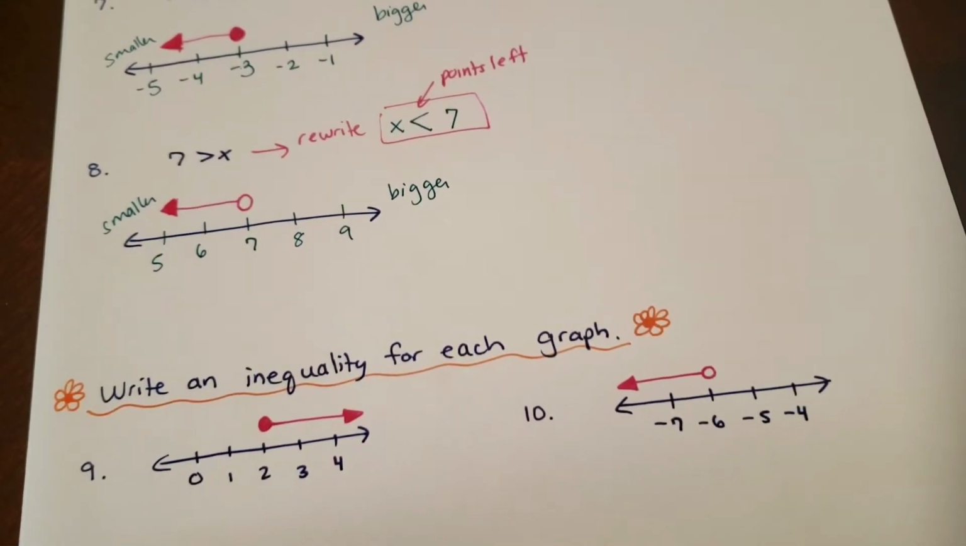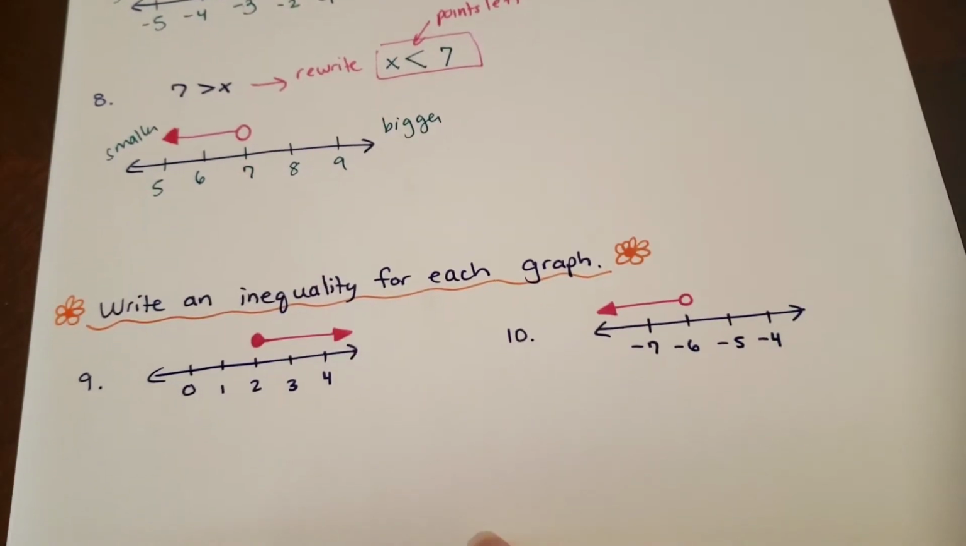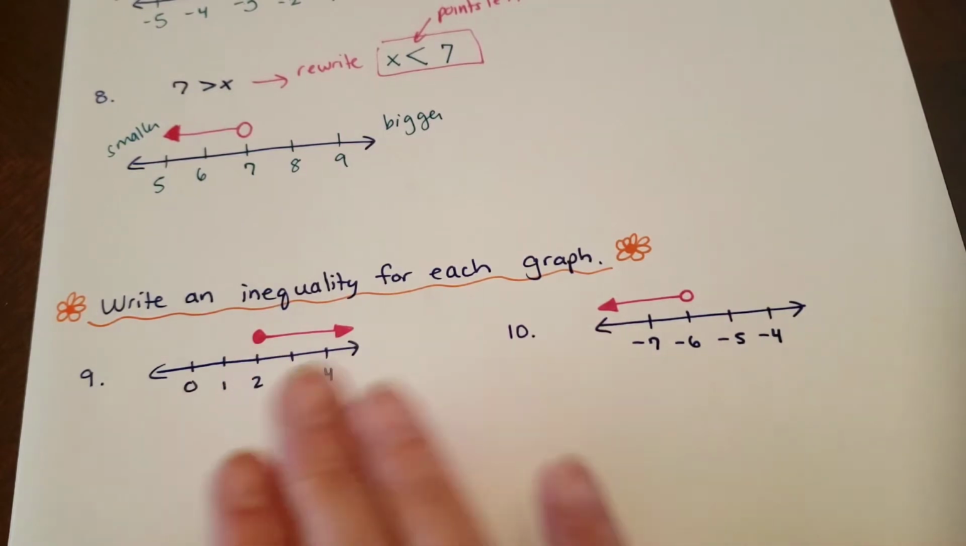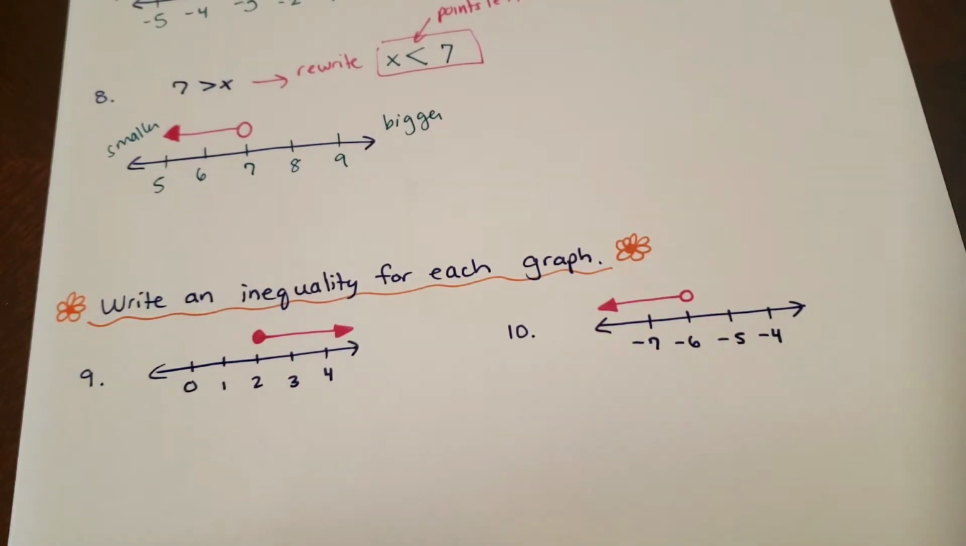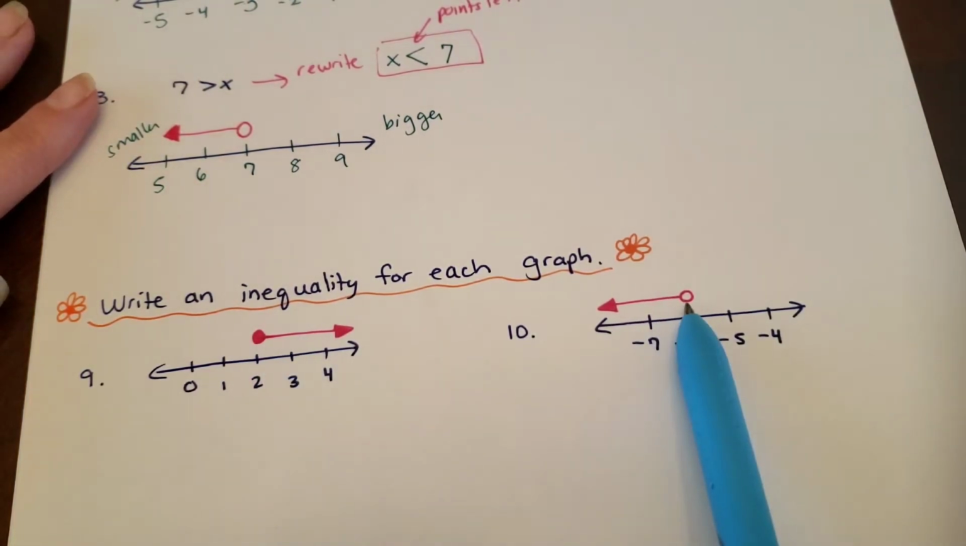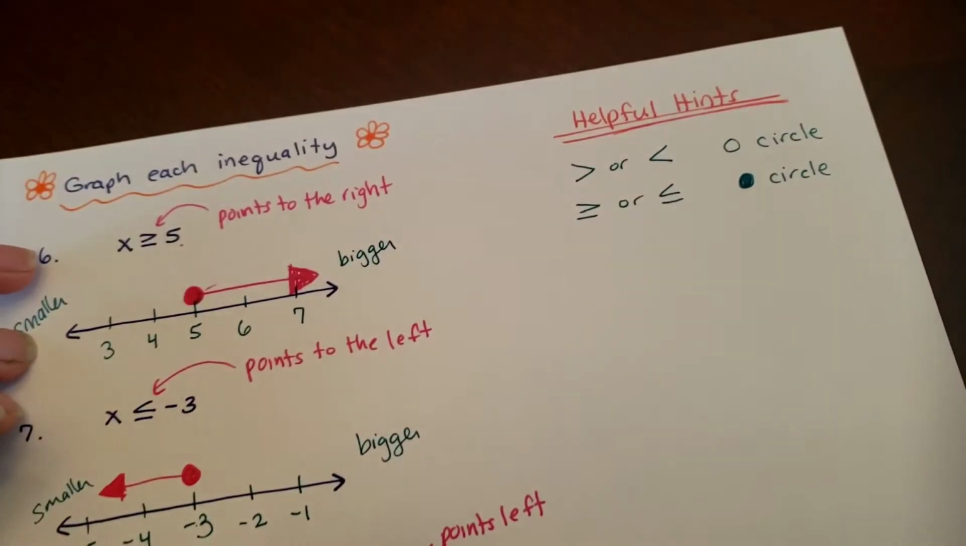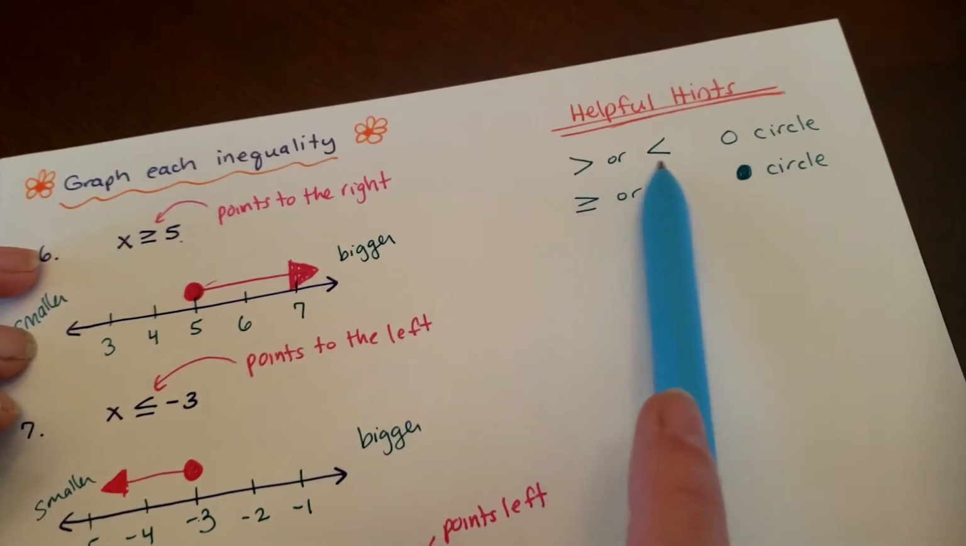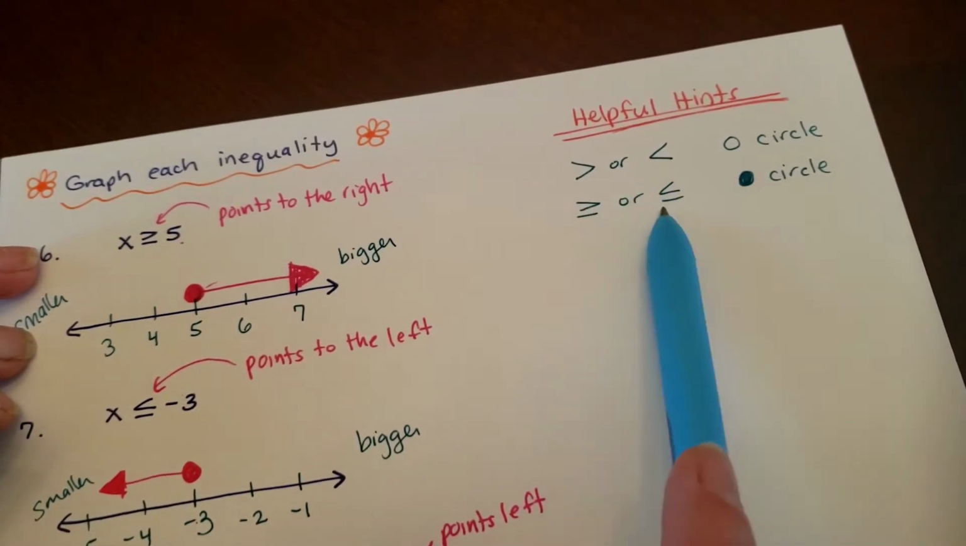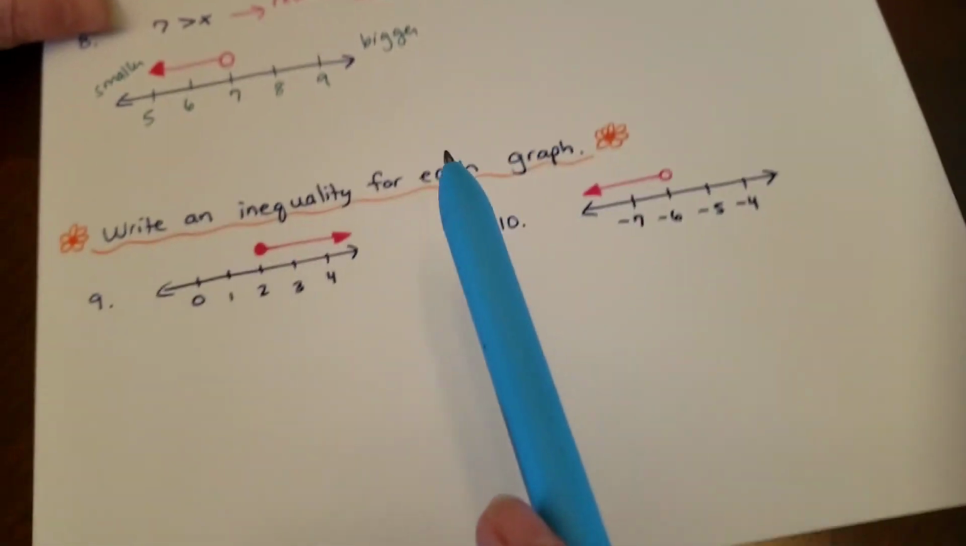All right, the second part of this video is going to deal with writing inequalities for graphs. So you're going to be given graphs, so these would already be given on the worksheet for homework, and you're trying to write them. So first off, looking at whether it is solid or open will determine if your inequality has a bar or not. And again, if we go back up here to our helpful hints, we know if it's open, it has to be one of these two choices. If it's closed, it's one of these two. So that's the first thing we should jot down.